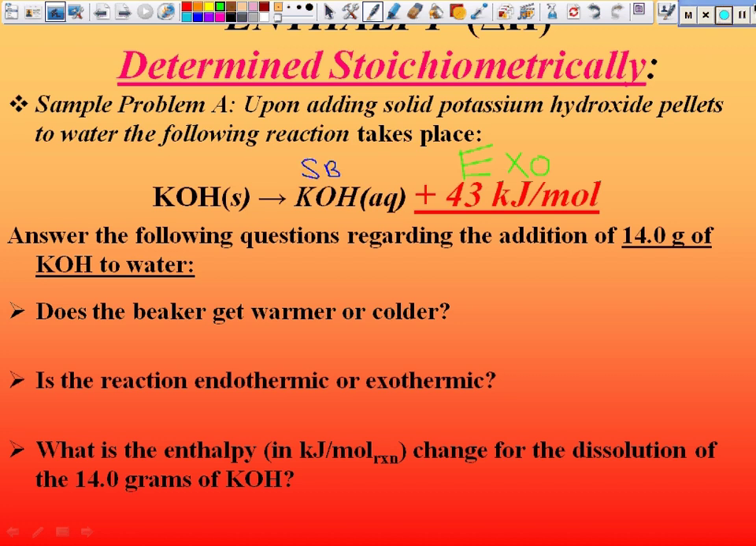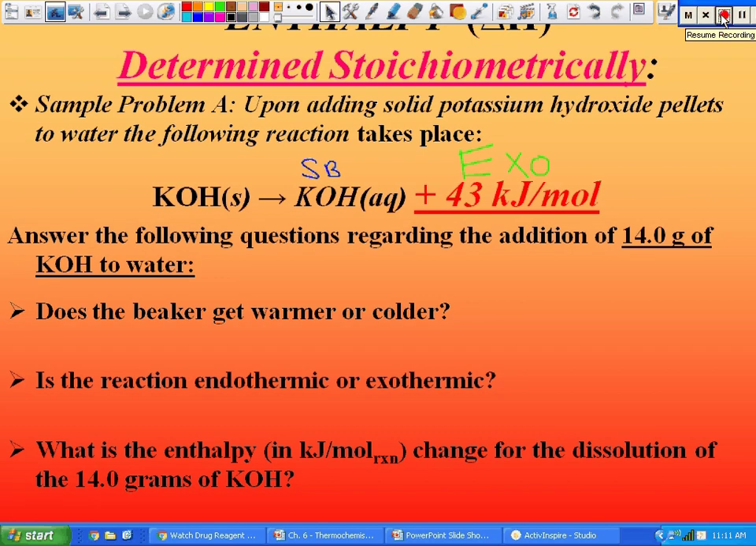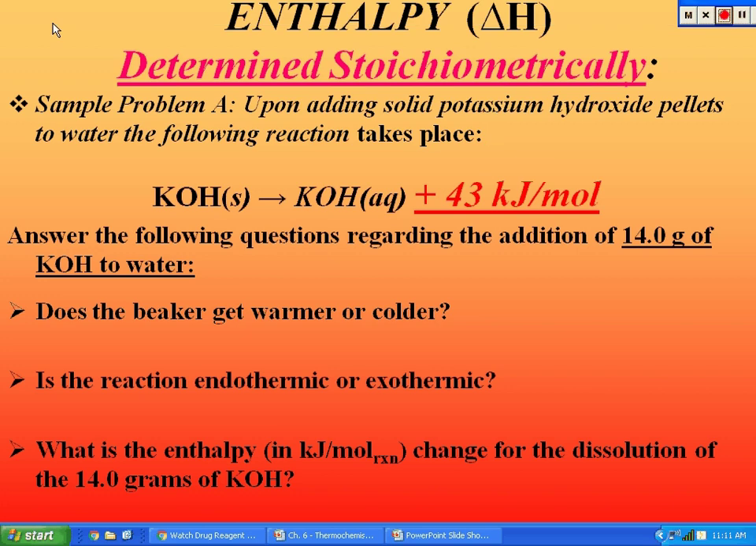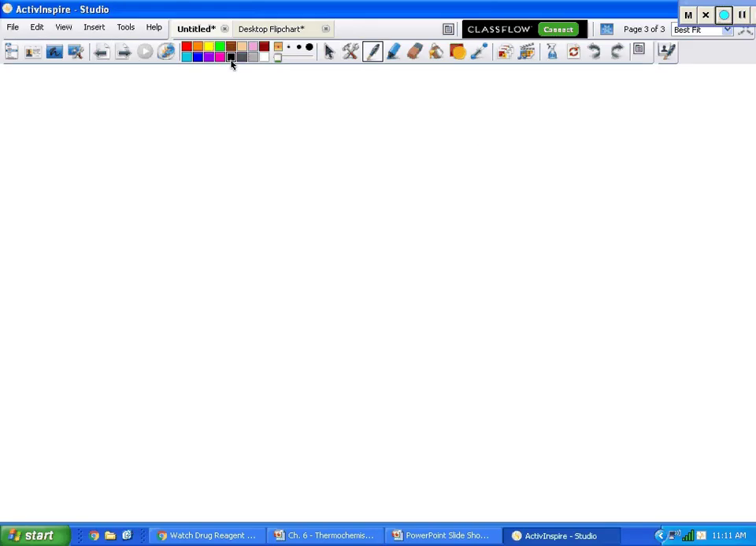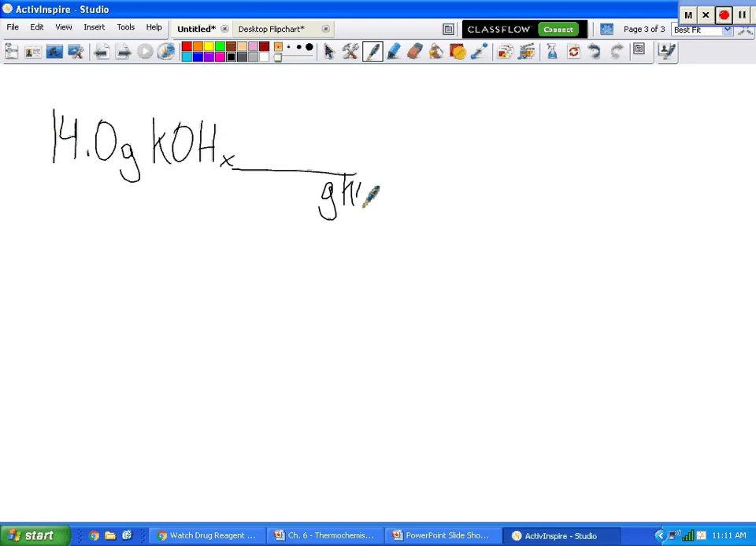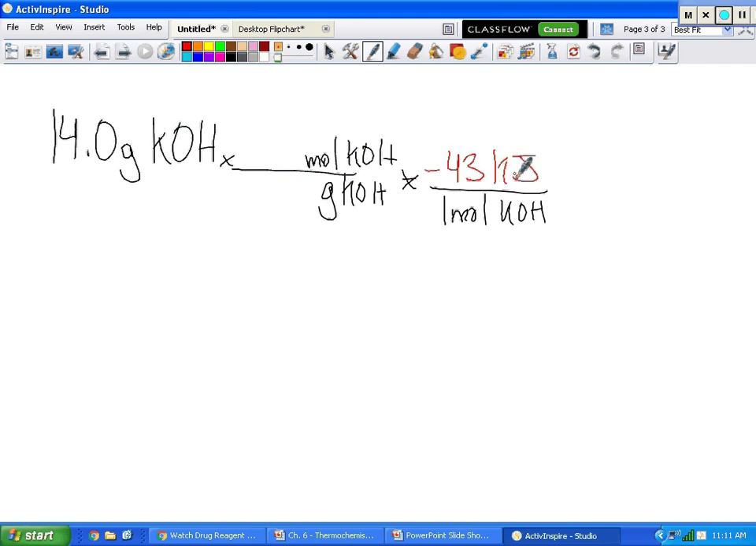Okay, perfect. Yeah, that'll work. All right, so let's flip over. So I've got 14.0 grams of KOH. I've got to go to moles of KOH. And then I've got to do 1 mole of KOH. Now is it plus or minus here? Negative 43 kilojoules. Okay? So over here we've got 1.